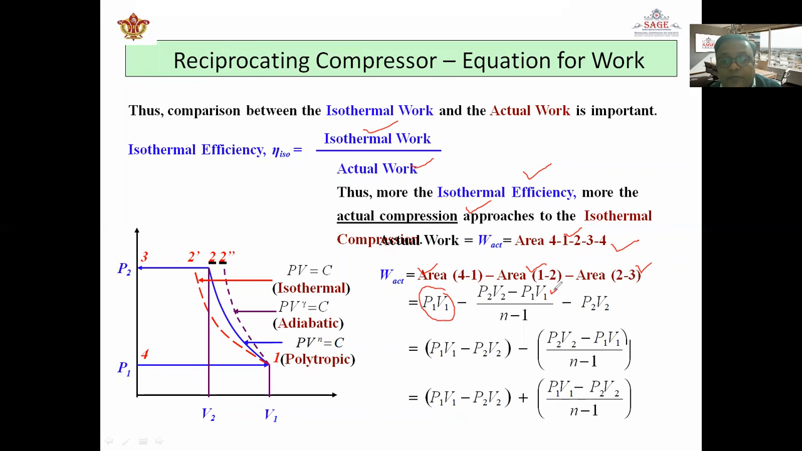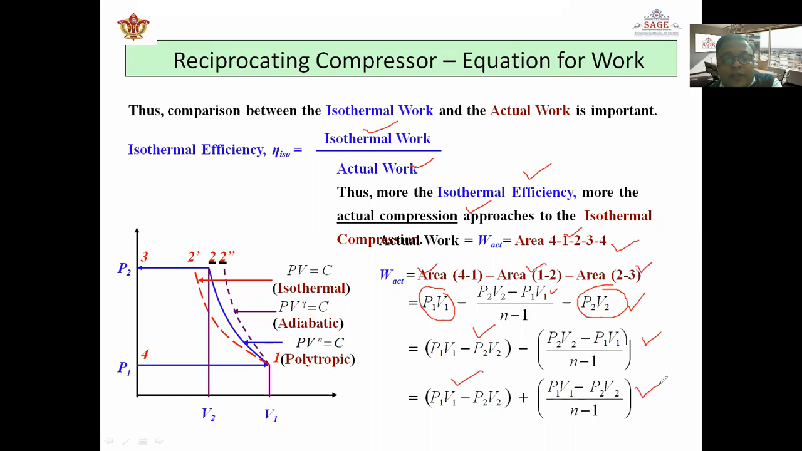P2 V2 minus P1 V1 upon n minus 1, that is the delivery section. So this is the constant pressure process. P1 V1 minus P2 V2 is taken as the common factor: P2 V2 minus P1 V1 upon n minus 1, P1 V1 minus P2 V2, plus P1 V1 minus P2 V2 upon n minus 1.